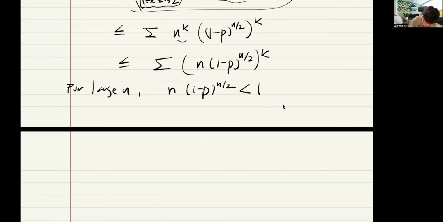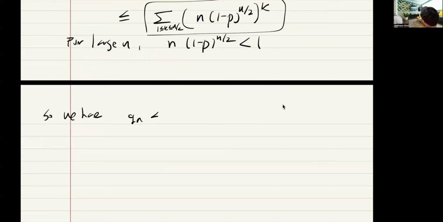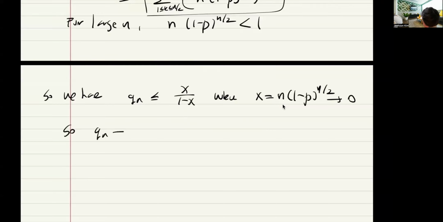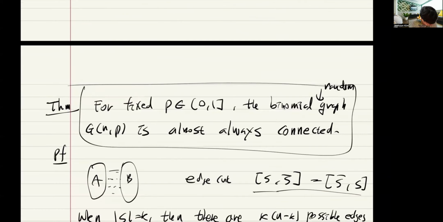Then this is smaller than a geometric series. So this number is smaller than 1, and then you keep taking this. So we have Q_n is smaller than x over 1 minus x, where x is n times (1 minus p) to the n over 2, which goes to 0. So this shows that Q_n approaches 0 as n goes to infinity. This verifies that it is almost always connected.